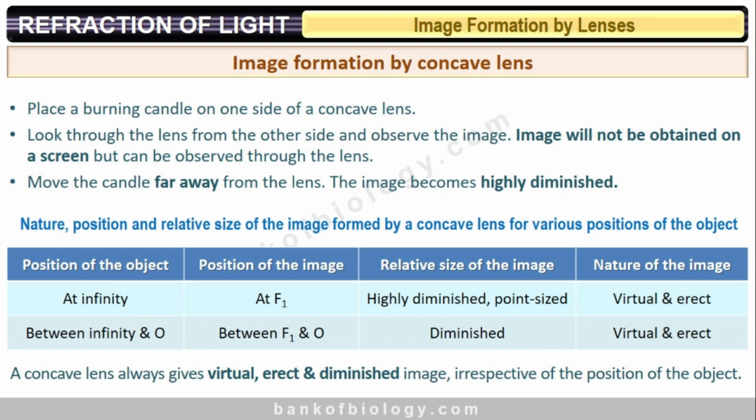Position of the object at infinity: the image is at F1, highly diminished, point sized, virtual and erect. Between infinity and O: the image is between F1 and O, diminished, virtual and erect. A concave lens always gives a virtual, erect and diminished image irrespective of the position of the object.